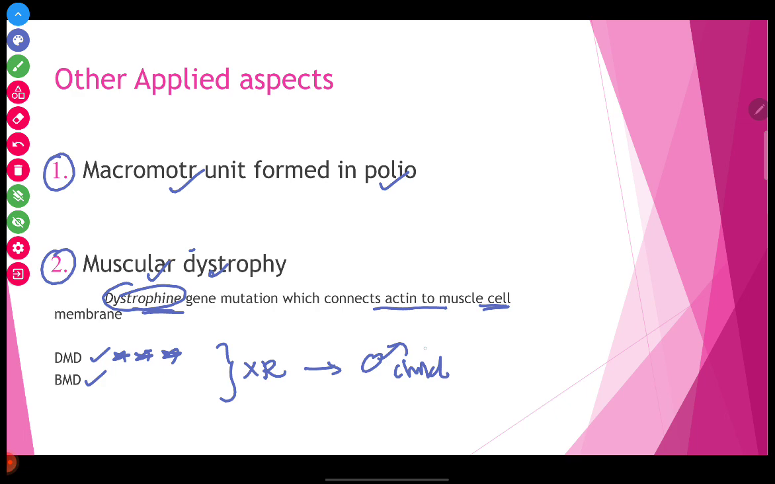So you will learn this in the coming years. I have included this for your understanding. So I think the sliding filament theory is very well understood by you, and its applied aspect, especially rigor mortis, is very well understood, and its medico-legal importance. And there are two more applied aspects, which are the macromotor unit formed in polio and the muscular dystrophy, which occurs due to the dystrophin gene mutation.